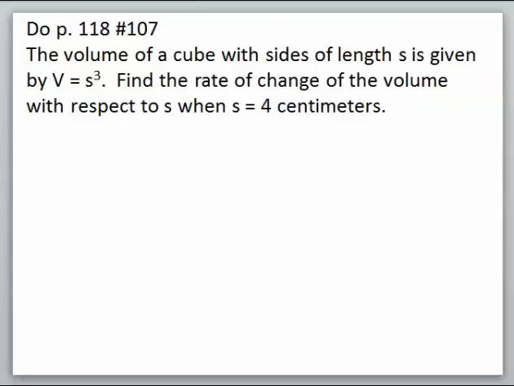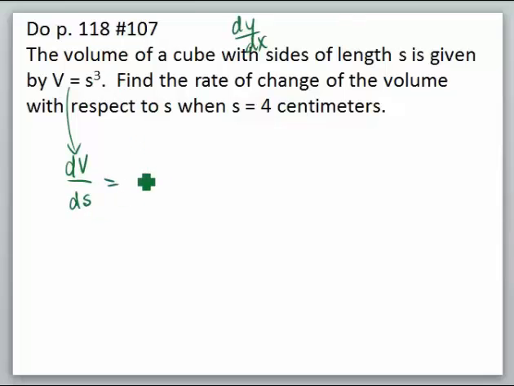Now it didn't say find the average rate of change, so that's asking you to find the instantaneous rate of change with respect to s. All that means is that you're taking this derivative with a variable of s on this side. When we write dy over dx, it's saying we're taking the derivative of y with respect to x. That's what we're used to doing. Here we're going to take the derivative of volume, the derivative of V, with respect to s.